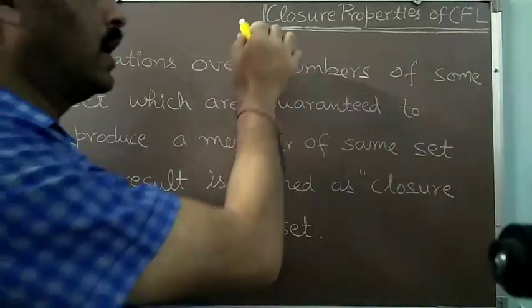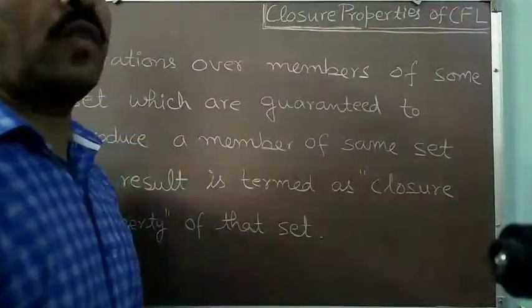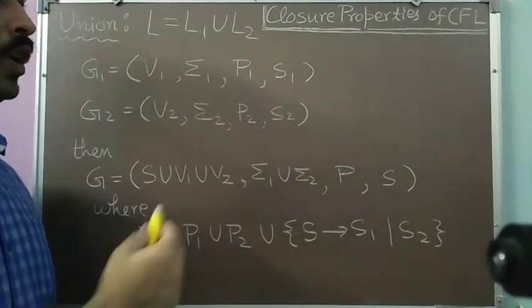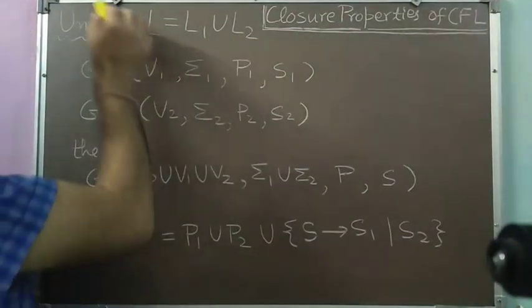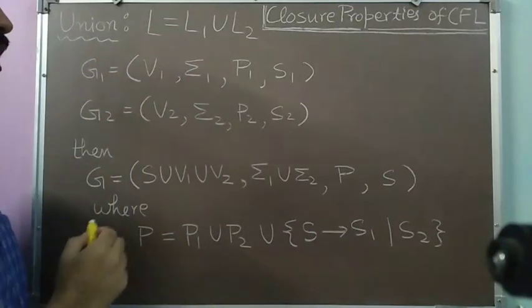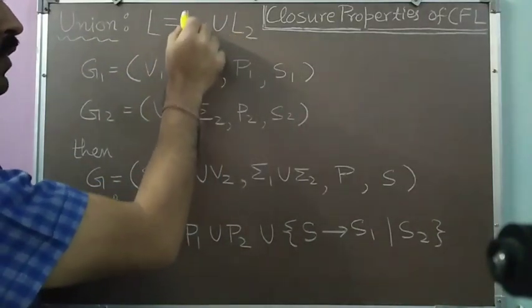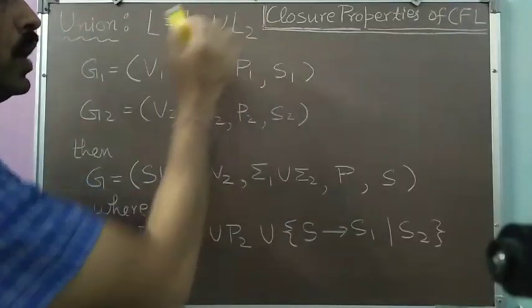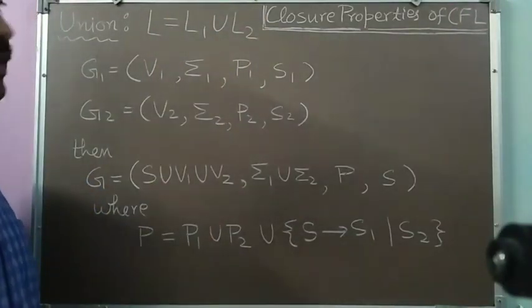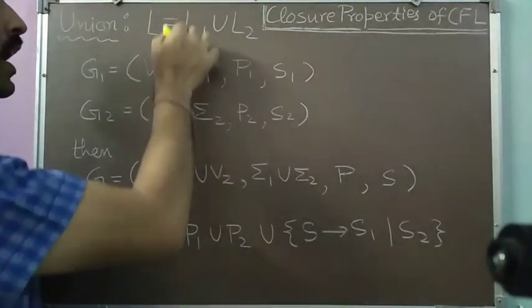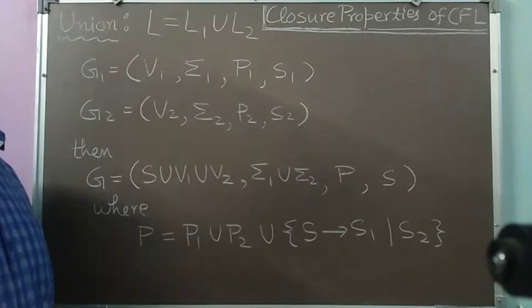Now we'll be discussing many important closure properties of context-free languages. Now we discuss our first operation which we can perform over context-free languages, that is the union operation. Suppose we have a language L which is the union of two languages L1 and L2, and let us assume that both L1 and L2 are context-free languages. Our claim is that L is also a context-free language.